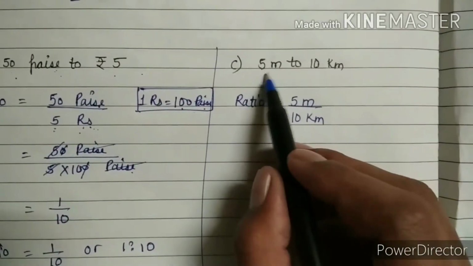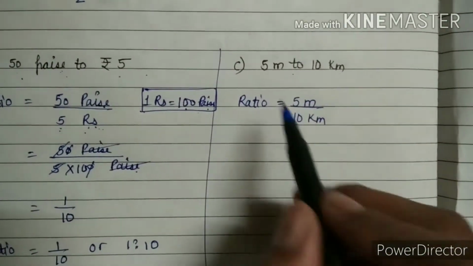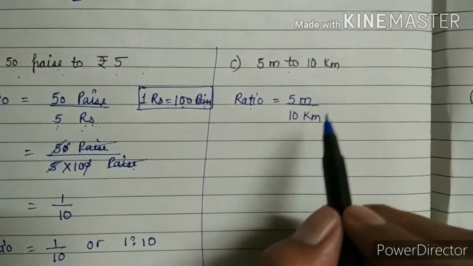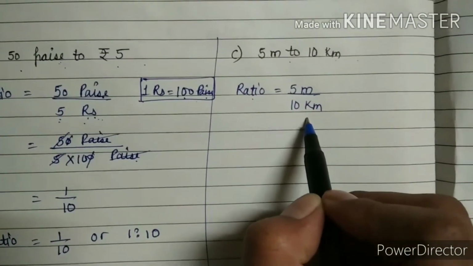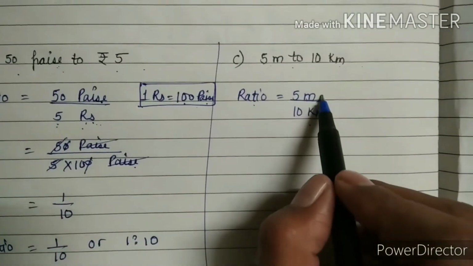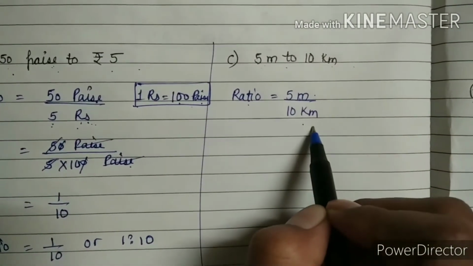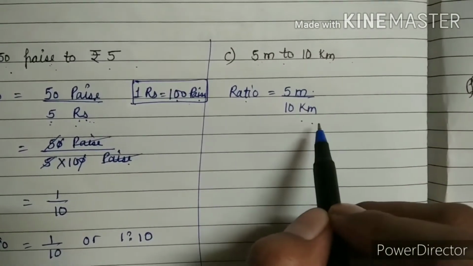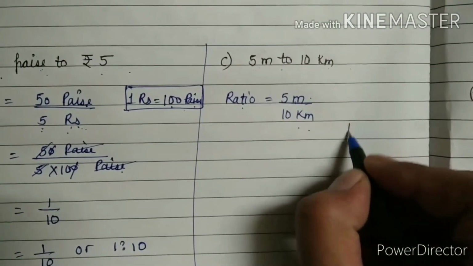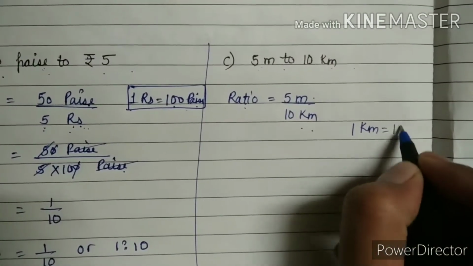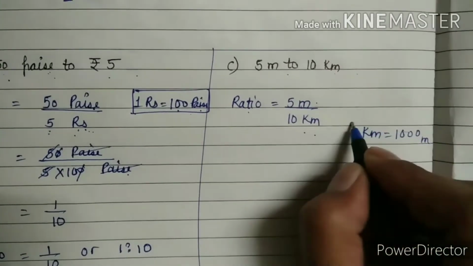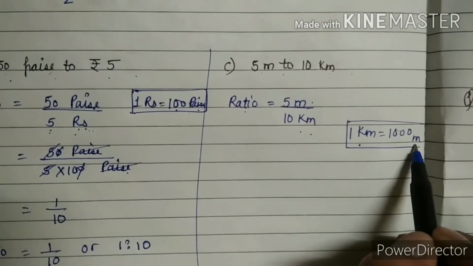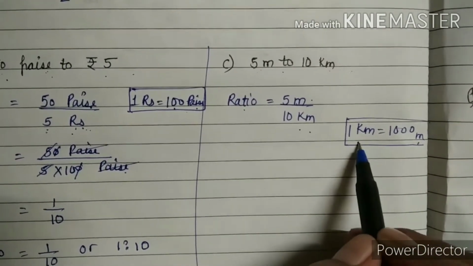C part is 5 meter to 10 kilometer. In the form of ratio, first thing will come in the numerator, second thing will come in the denominator. Once again we can see numerator is in meter and denominator is in kilometer, so they can't reduce to each other. One relationship between them is that 1 kilometer is equal to 1000 meter. So we will convert kilometer to meter, or we can also convert meter to kilometer.